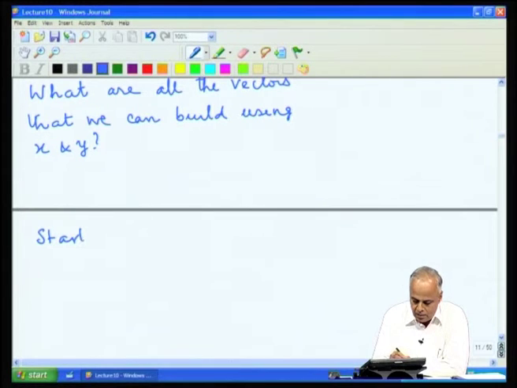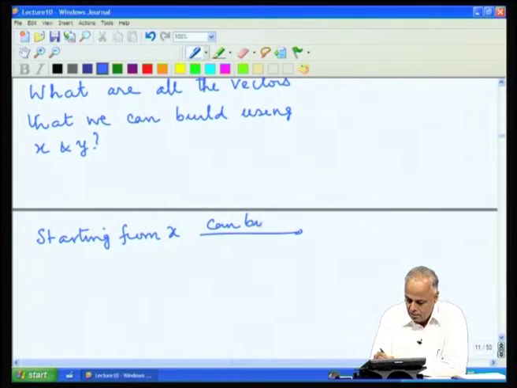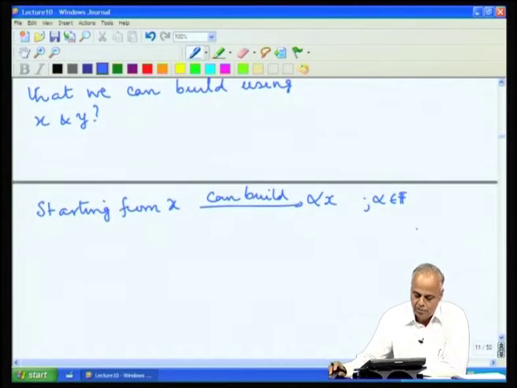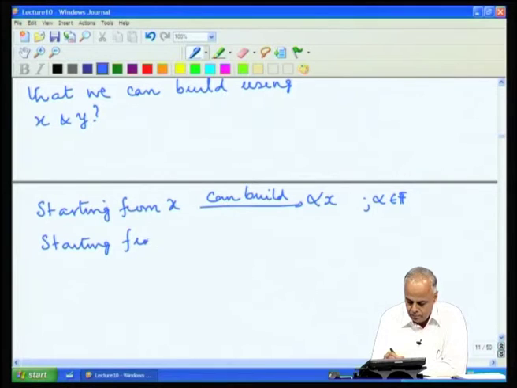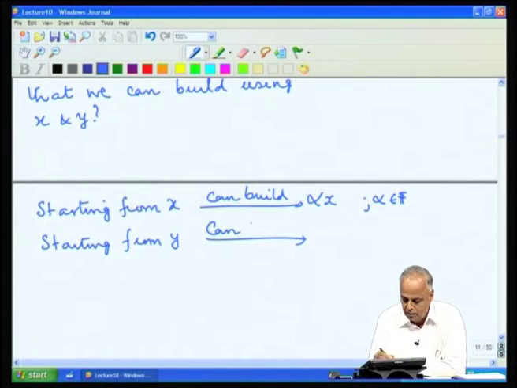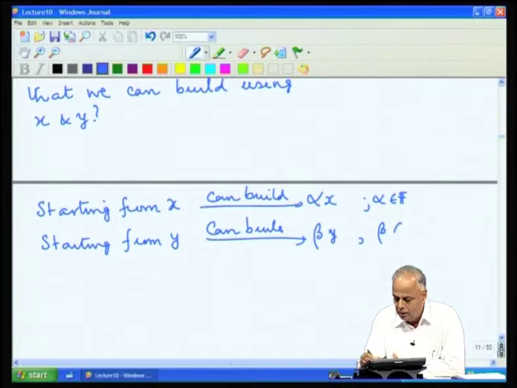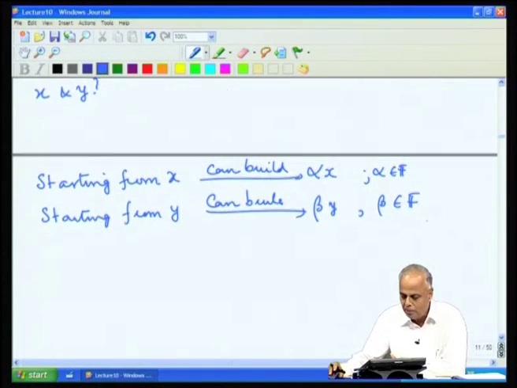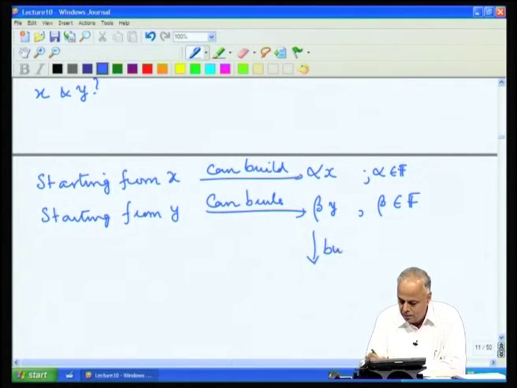Starting from x, we have already seen that we can build alpha x, where alpha varies over F. Similarly, starting from y, we can build, say not alpha x, we use some other notation, beta y, where beta can vary in F. Now, once we have these alpha x and beta y's, we can add them, and then from this we can build alpha x plus beta y, where alpha and beta belong to F.